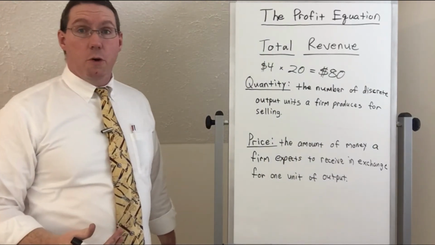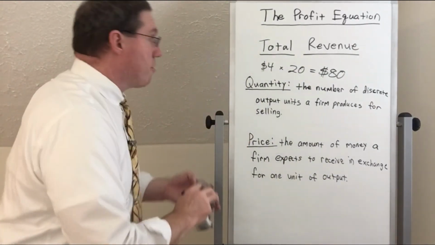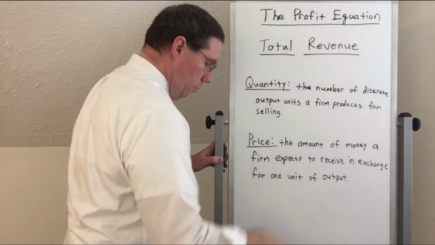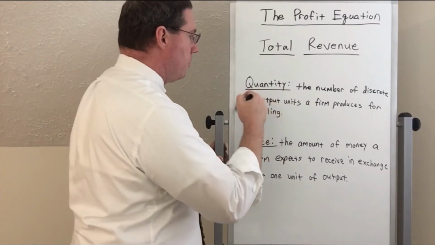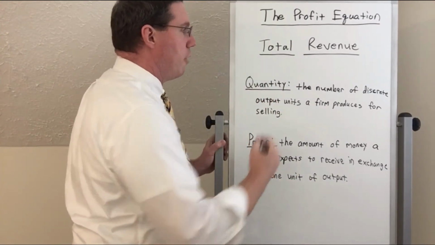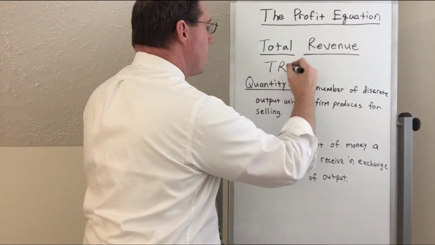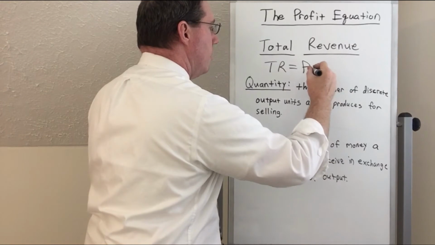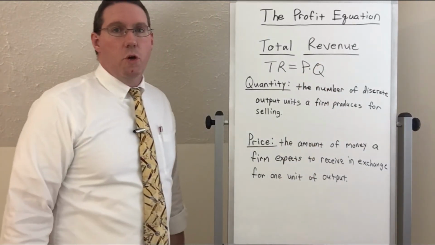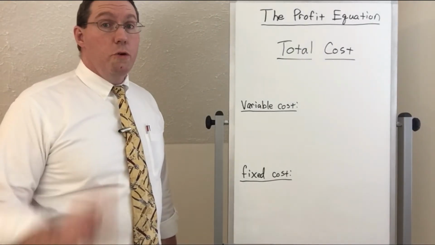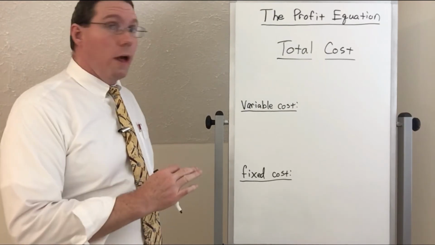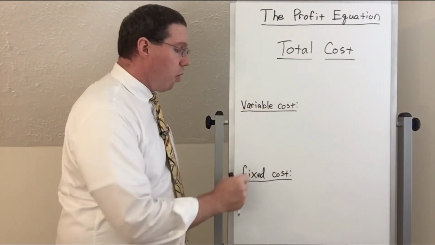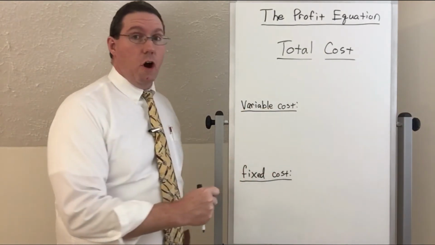This is a very simple equation. And so the way we understand it is that total revenue, by the way, quantity we represent with the letter Q, price we represent with the letter P. So total revenue, very simply, is equal to price times quantity. Okay? Price times quantity. All right, so the 2 component parts of total cost are variable cost and fixed costs.